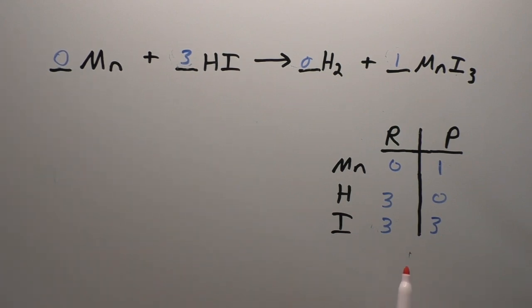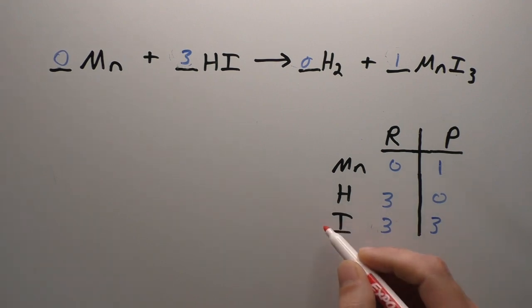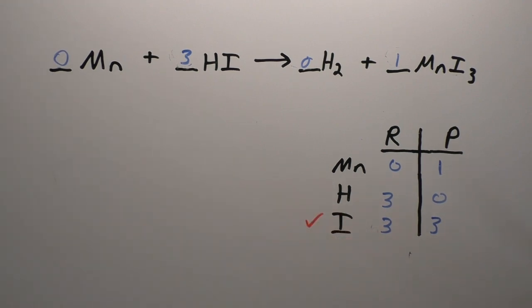Since the number of iodine atoms in the reactants and products match, we've successfully balanced iodine. Congratulations to us. Okay, so hydrogen at this point looks like it's going to be a little tricky, so I think I'm going to save that one for last. So let's go ahead and balance manganese.